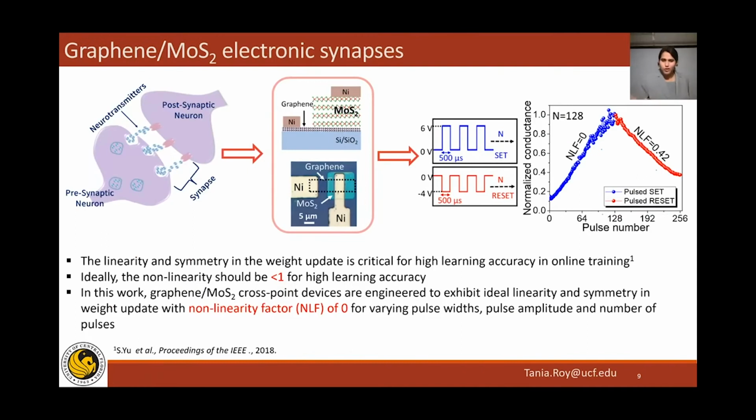Then we fine tune the structure a bit, thickness a bit, and we are now able to obtain complete linearity and symmetry in the weight updates for 128 pulses. So we see 128 states over here because we are using 128 different pulses. And the linearity, as you can see over here, is close to 0, which shows ideal linearity, and that's why ideal symmetry as well. So this is just with the same graphene molysulfide structure, just the layers are fine-tuned a bit more.